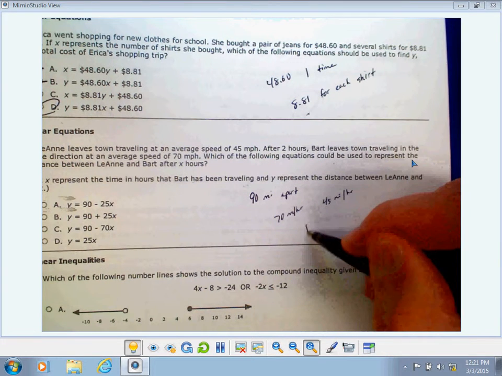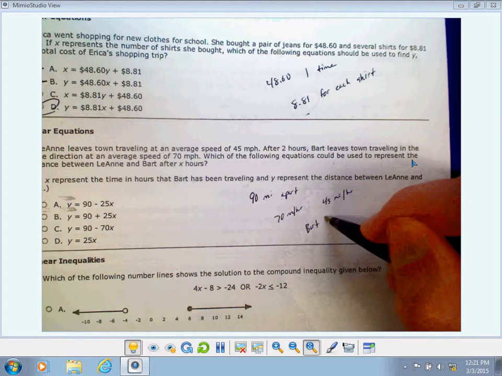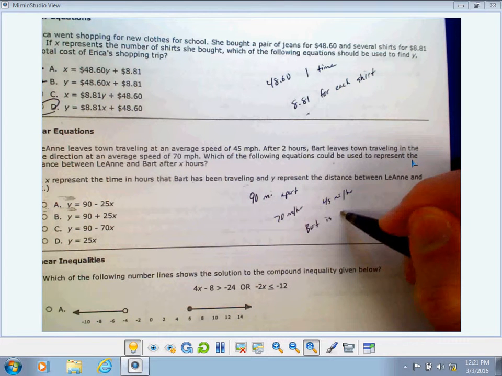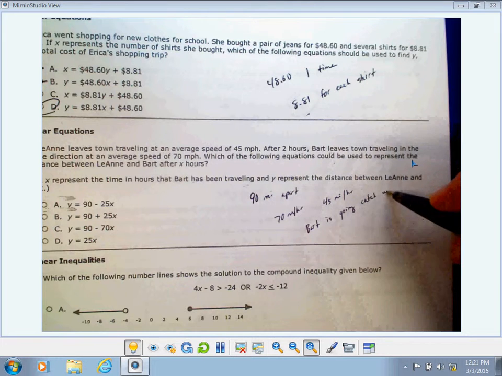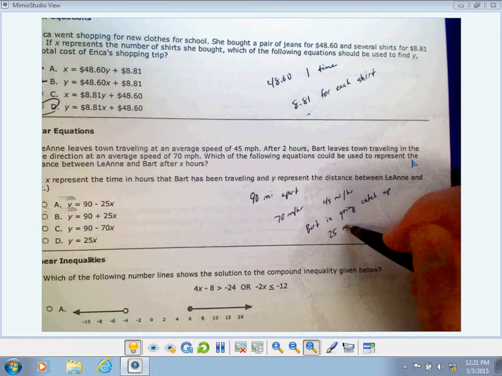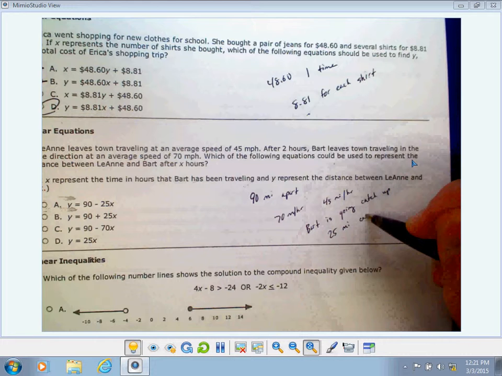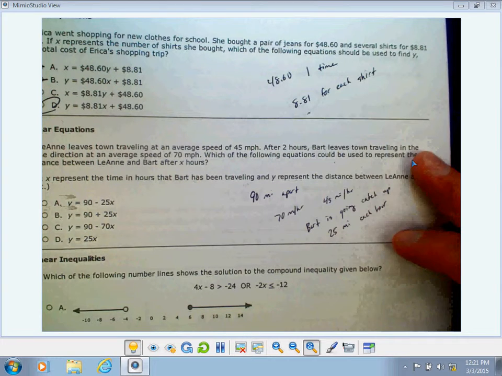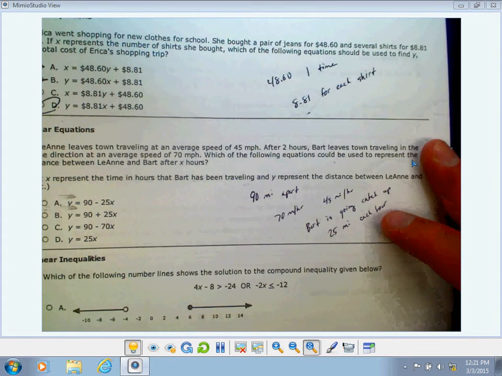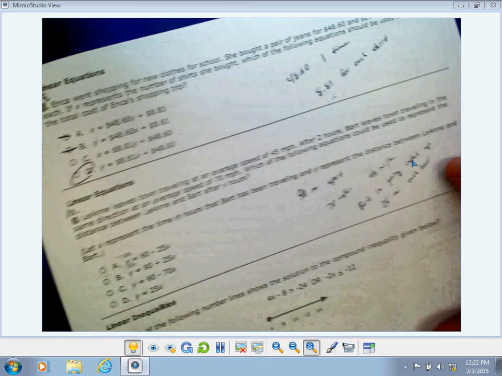That means Bart is going to catch up 25 miles each hour. So we've got to put that into the context of an equation. Keep in mind that y is the distance they are apart.